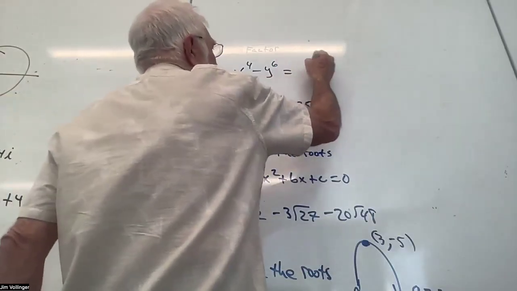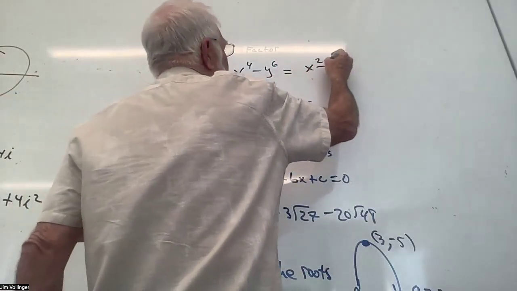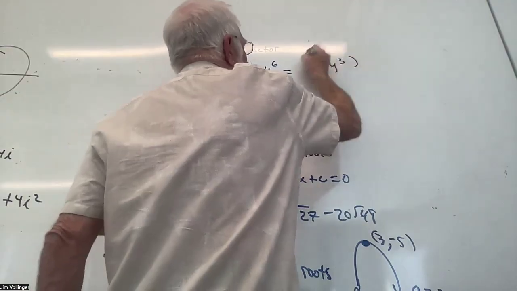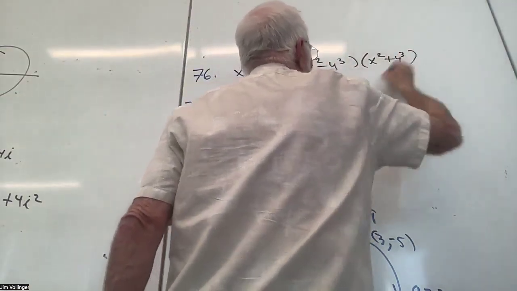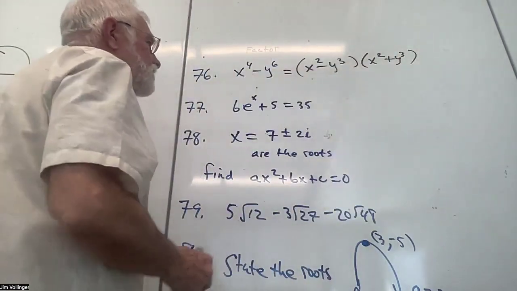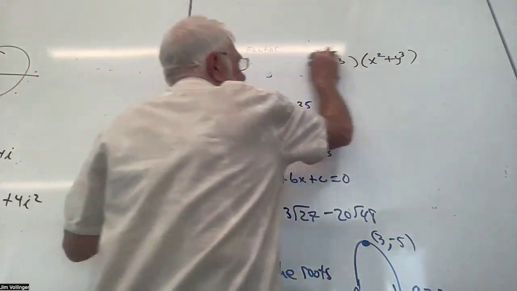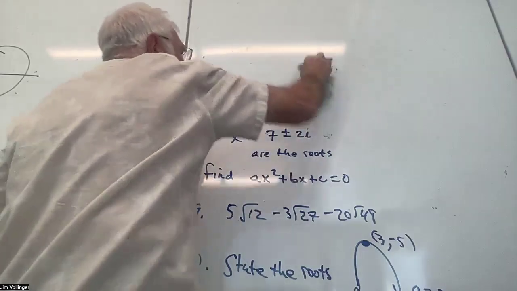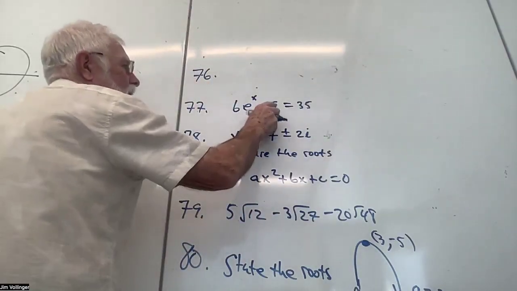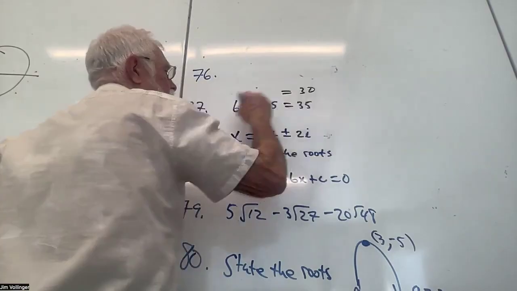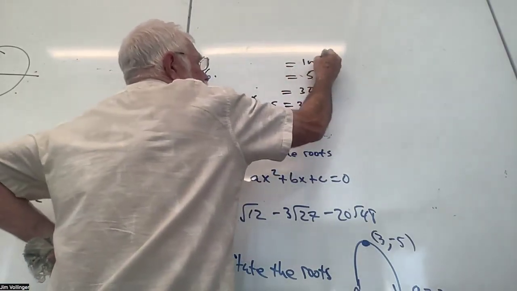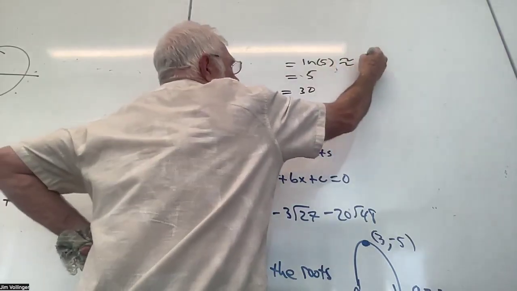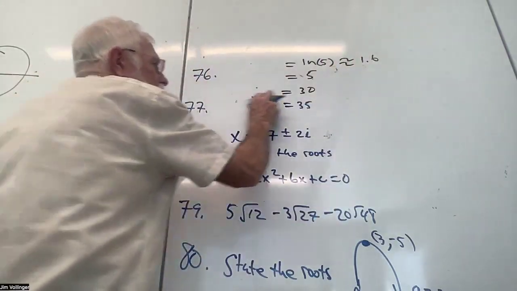x to the 4 minus 6. I see a difference of 2 squares. X squared minus y cubed times x squared plus y cubed. Is that all it was? That's all it was. So let's get rid of that. I probably wanted to give you something that morphed into a cubic, but the heck with it. Subtracting 5, dividing by 6, inverse of E, ln, approximately 1.6. So that's not too bad.